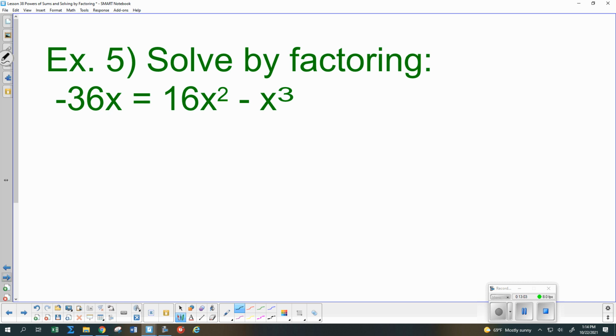Is this one in the order we want it? What do we need to get? Hayden, you're shaking your head now, so what do we need to get? Okay, so we got to get it equal 0.